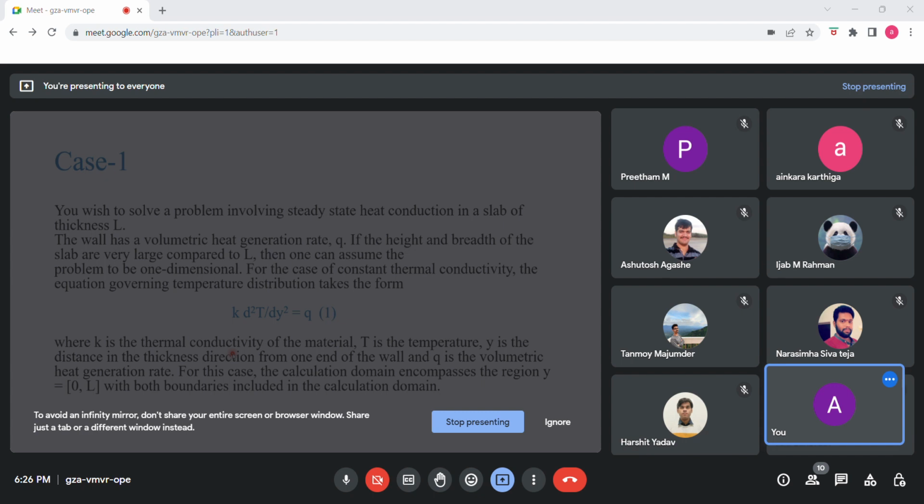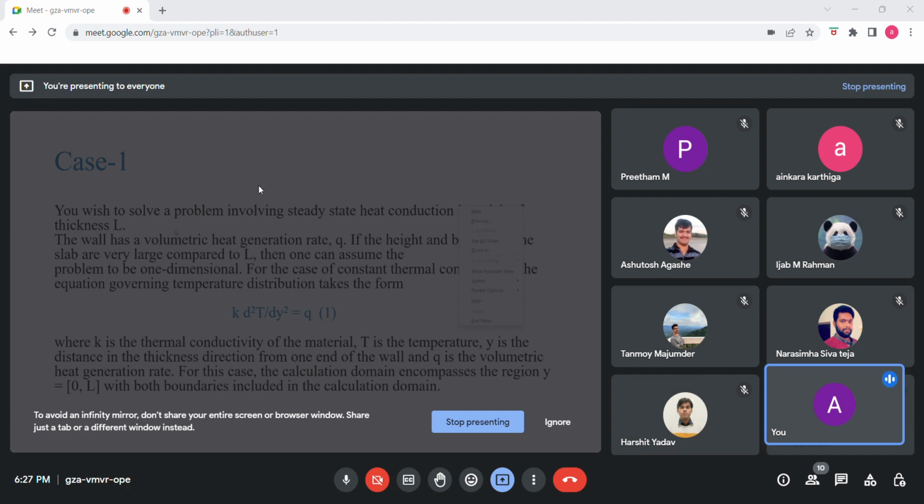For this case, the calculation domain encompasses the region y equal to 0 to L, with both boundaries included in the calculation domain. So we'll first see what this case is about and what information we can get from it on reading it for the first time. It is mentioned that you wish to solve a problem involving steady state heat conduction in a slab of thickness L. We'll take the slab to be of thickness L.